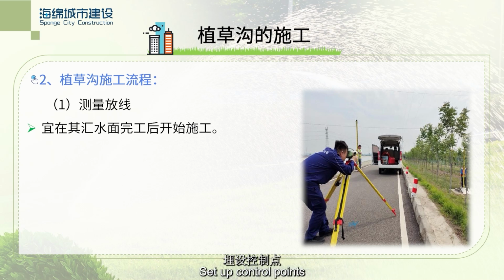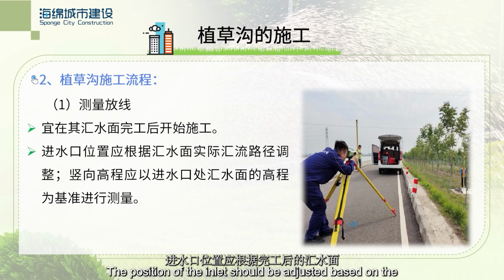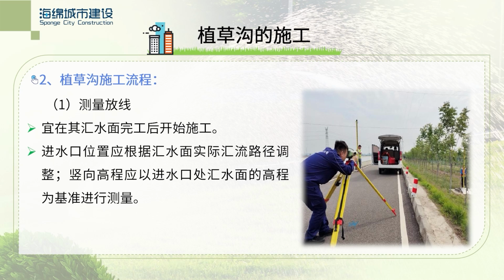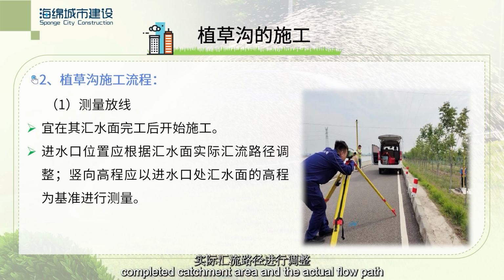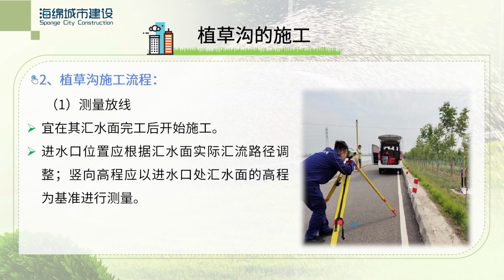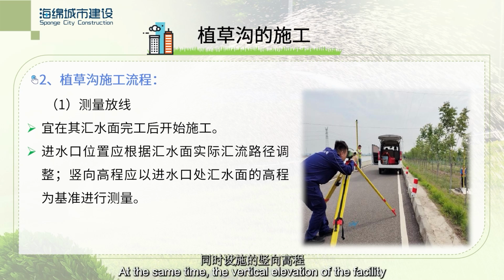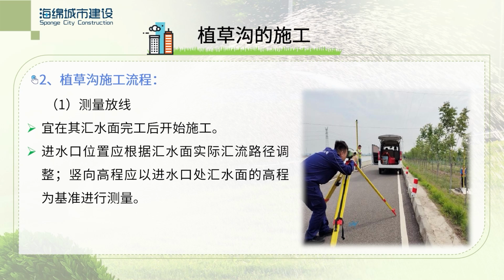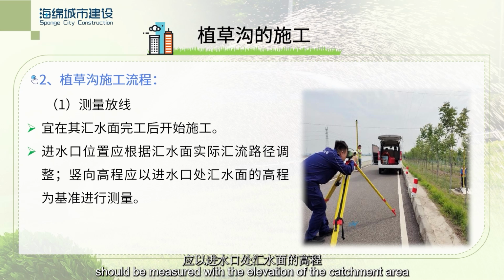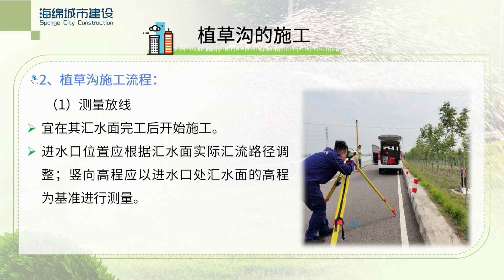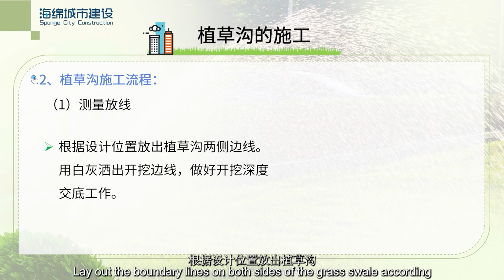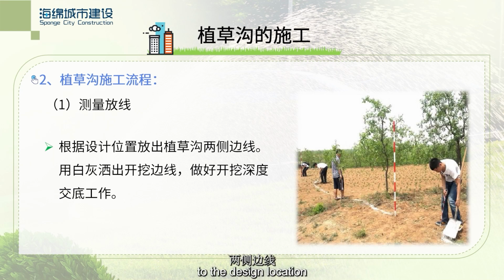Set up control points. The position of the inlet should be adjusted based on the completed catchment area and the actual flow path. At the same time, the vertical elevation of the facility should be measured with the elevation of the catchment area at the inlet as the reference point. Lay out the boundary lines on both sides of the grass swale according to the design location.